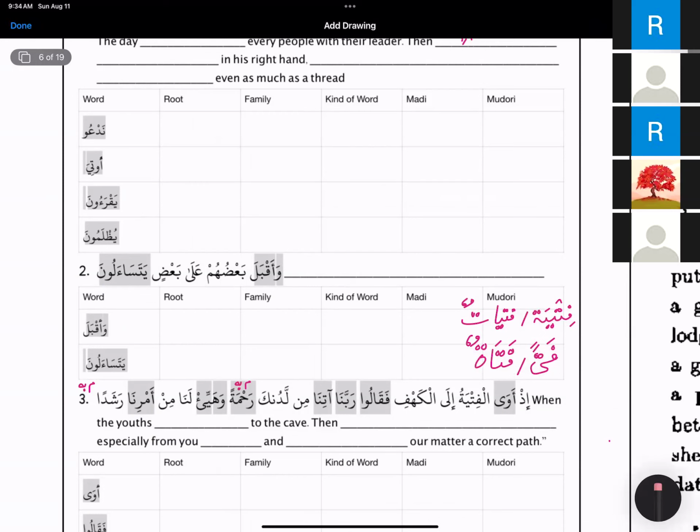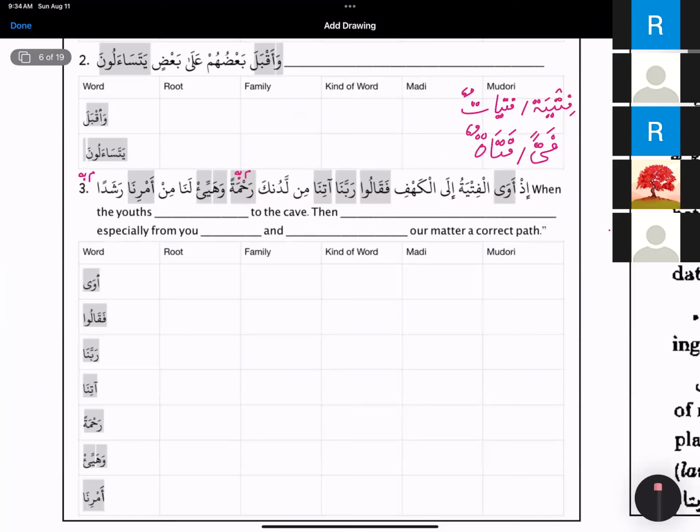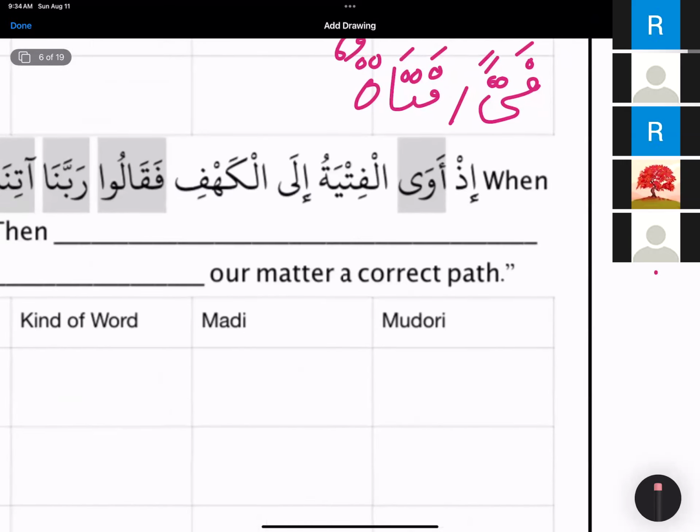Okay, next one is awal fityatu. What kind of fail is awal or awa? It is a verb. What kind of verb? Hamza, waw, ya. Irregular. It is madi. Regular. Fil madi. Lafif.